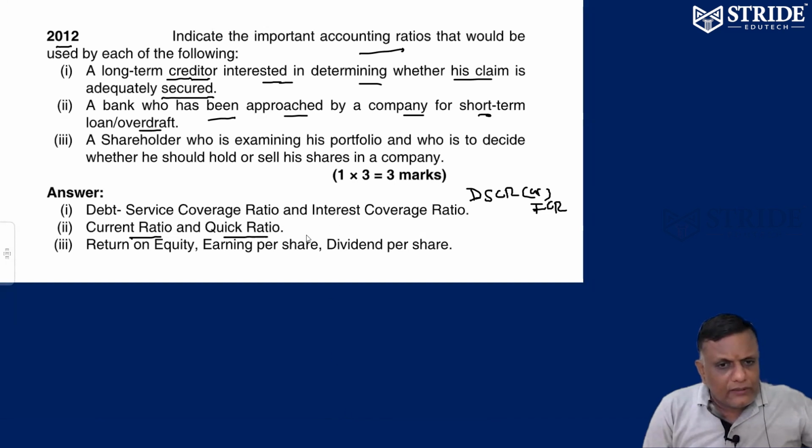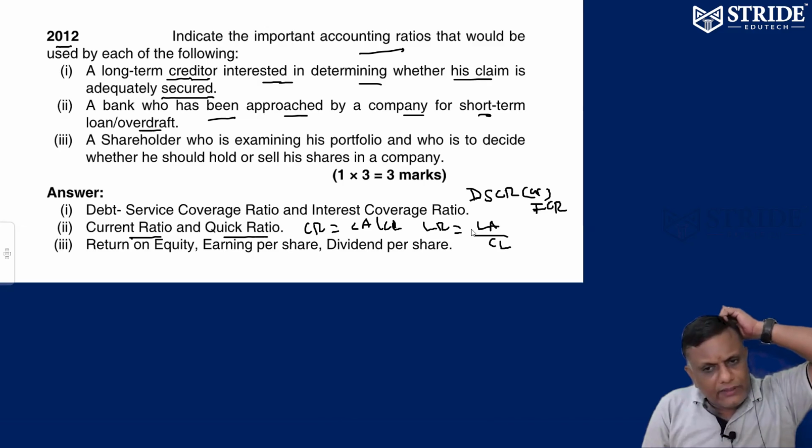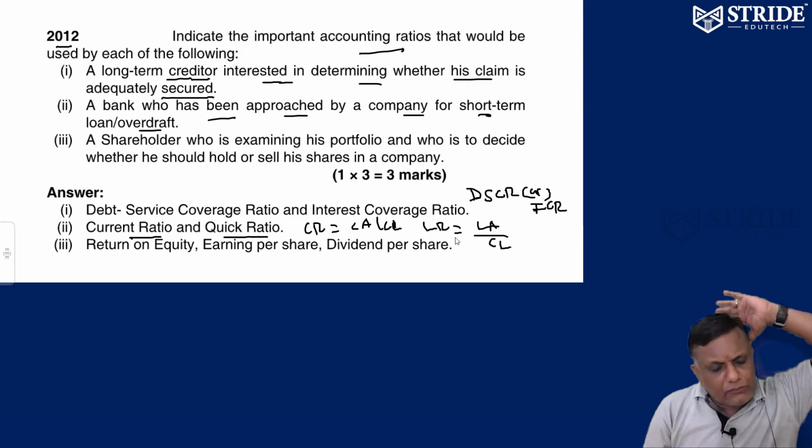So they have to prepare the current ratio, which is equal to current assets by current liabilities. Similarly, the quick ratio or liquid ratio is equal to liquid assets by current liabilities. So you have to check current assets by current liabilities and liquid assets by current liabilities. The purpose of these ratios is to get short-term loans.